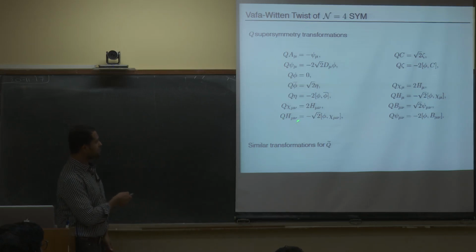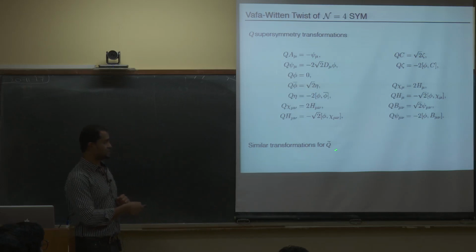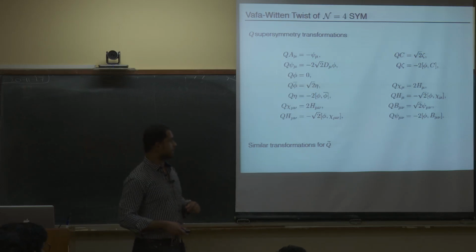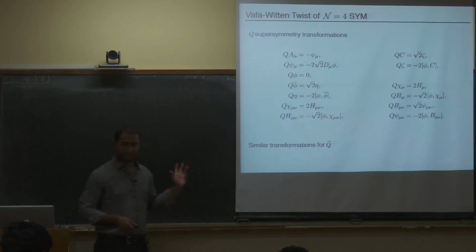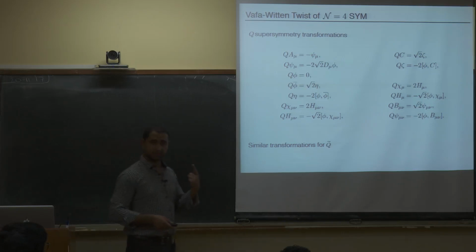Here H mu nu and H mu are auxiliary fields introduced, and we can integrate them out once we write down the Lagrangian. There are similar transformations for Q tilde. So we have 2 scalar supercharges in this theory. That is a property of the Vafa-Witten twist. In the Marcus twist, or geometric Langlands twist, we have only 1 scalar supercharge.